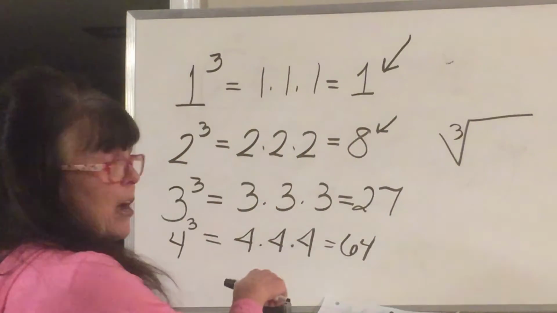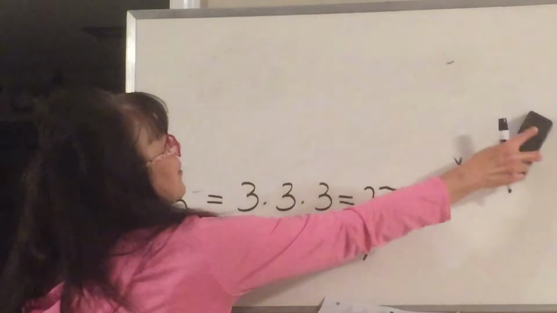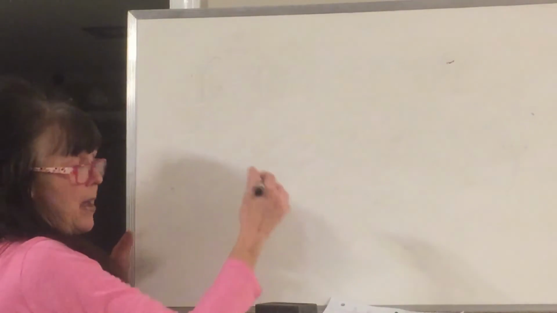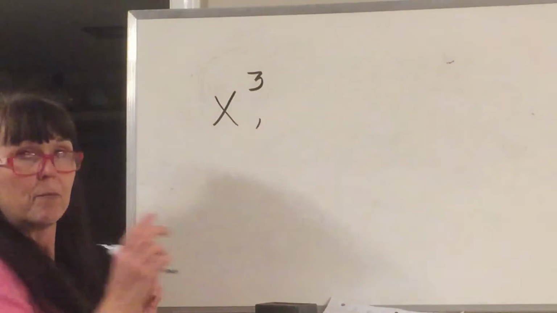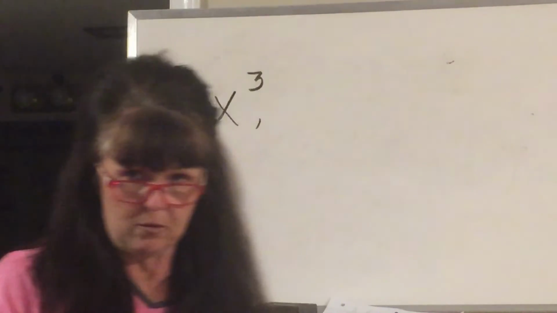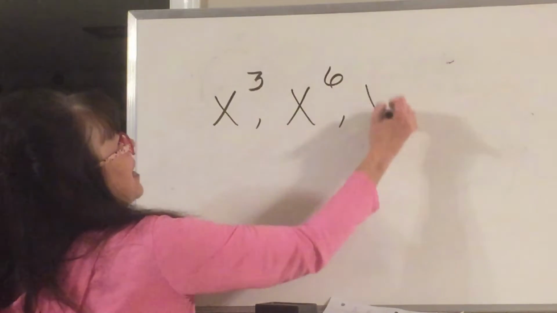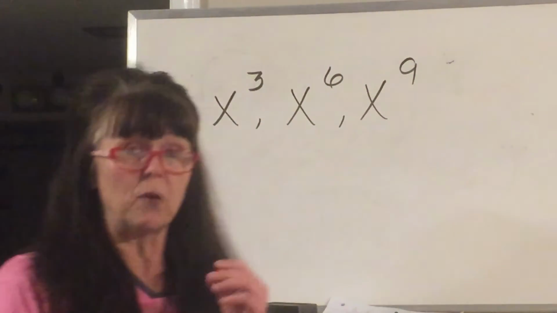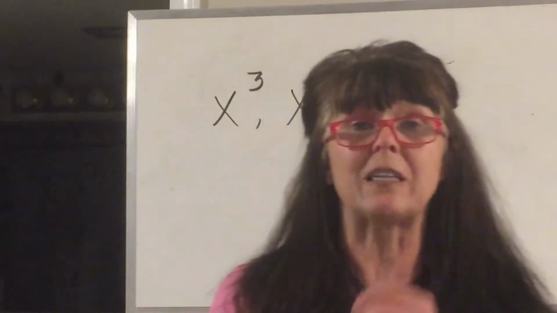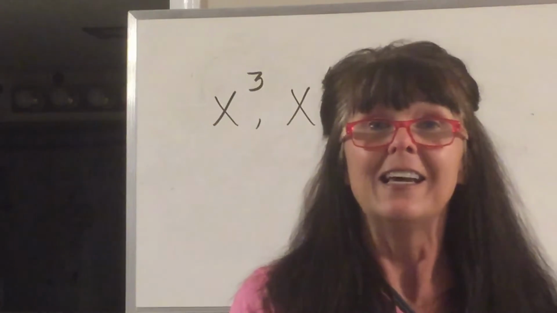I want to talk about cube root variables. They're multiples of 3. Okay, what does that mean? Well, x to the third power is a perfect cube variable. x to the 6th power, x to the 9th power, and then you can see what I'm doing. They're multiples of 3. In other words, I'm adding 3 every time, and those are called perfect cubes.